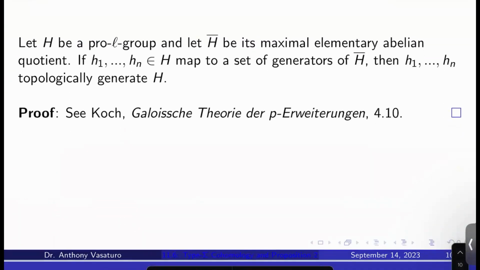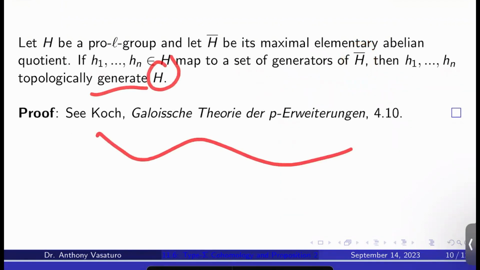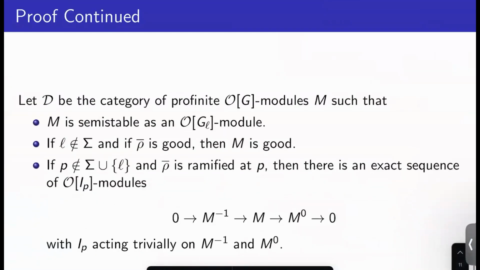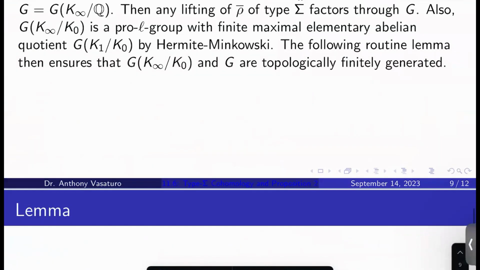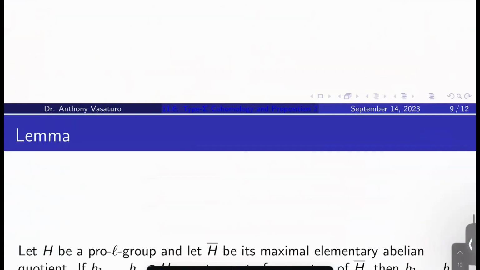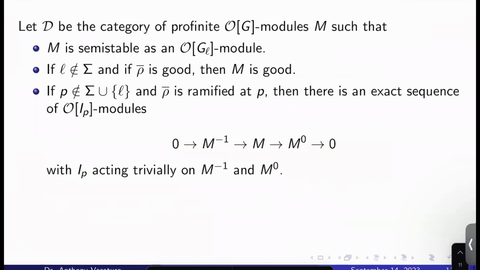So, lemma. This is a generic group theory lemma, so I won't prove it. Let H be a pro-L group and let H bar be its maximal elementary abelian quotient. If h_1 through h_n in H map to a set of generators of H bar, then h_1 through h_n actually topologically generate H. And here's a reference for you of Coke, if you'd like to go read the proof. All right, so thanks to that lemma, these two groups are topologically finitely generated. Let's continue the main proof now.